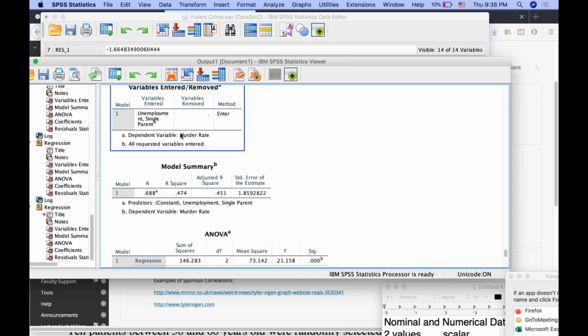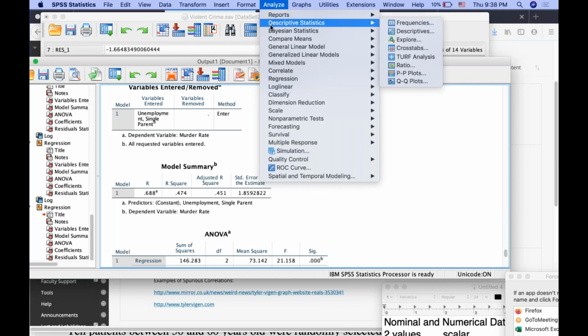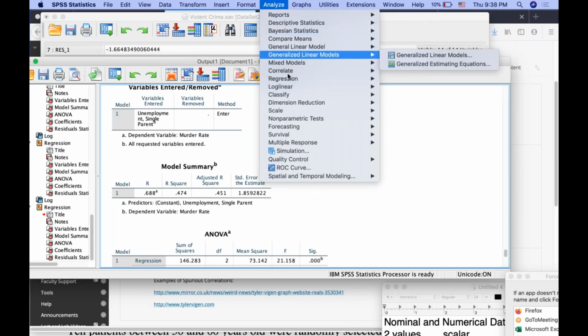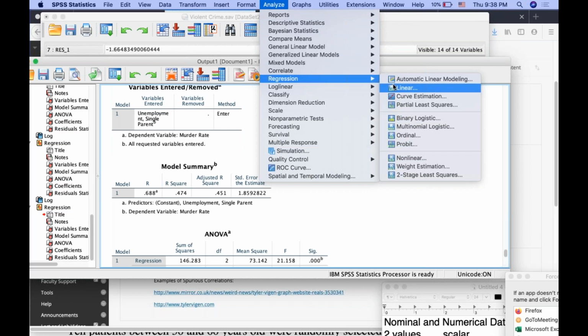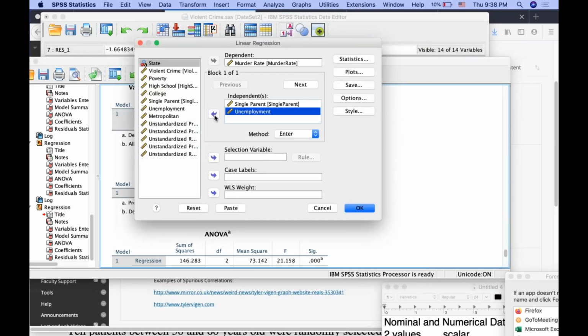So let's go back and try one that maybe doesn't have this kind of codependence. Okay, regression, linear. Let's get rid of that. How about high school? What about violent crime? Yeah, but that's kind of the same thing as murder rate. Okay. How about if we combine single parent household with rate of high school graduation?